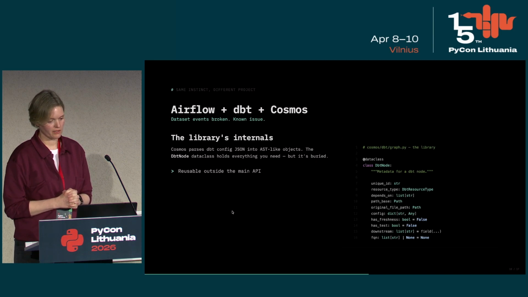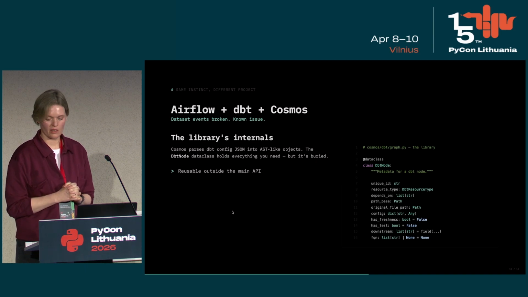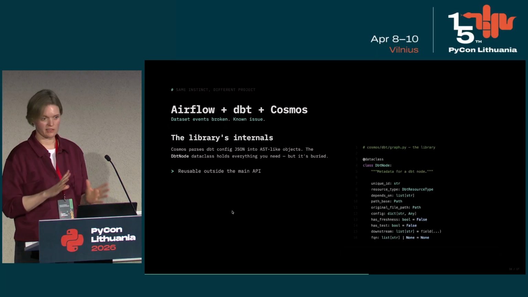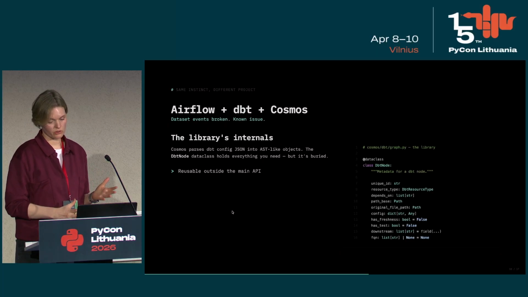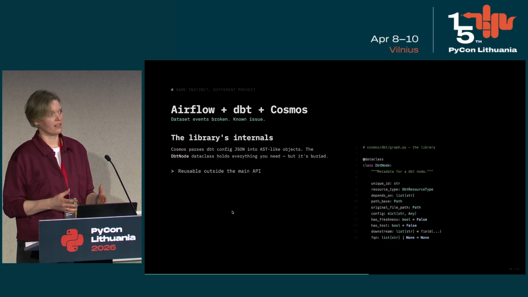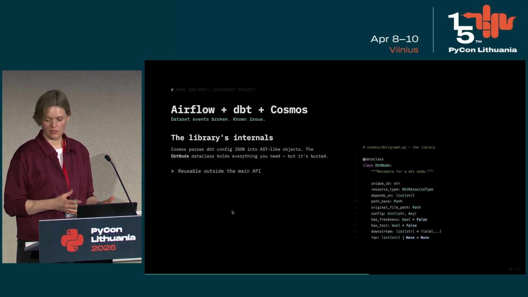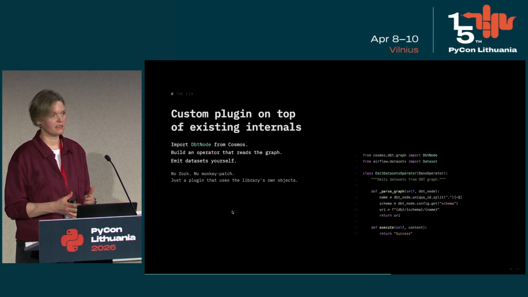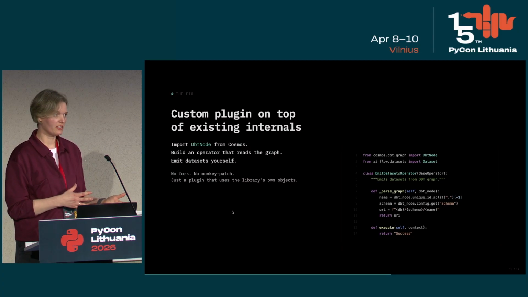But it wouldn't be me if I didn't look under the hood. It turned out that Cosmos does simple project config JSON parsing into AST-like objects that can be reused outside the main library API, for example, the dbt node. You're not seeing it when you're creating DAGs and tasks, but it's there representing your model object, just waiting to be reused. So that's what I did: extending the main functionality with a tiny custom plugin using the inner parts that were already there.